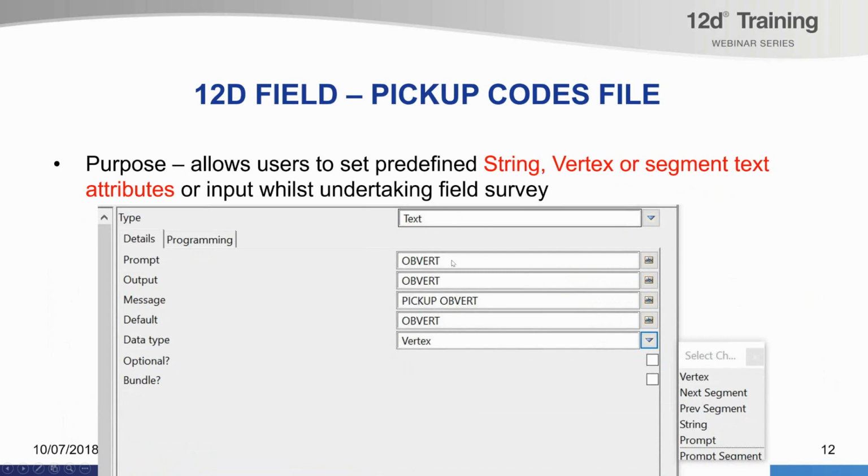So here, I've just set up a little area in this pickup codes file for text, and the prompt is that the surveyor will need to pick up the obvert, and it outputs to the obvert, and there's a message there that'll come through in the pickup box that says pick up the obvert, not the invert, and the default message for that text is obvert.